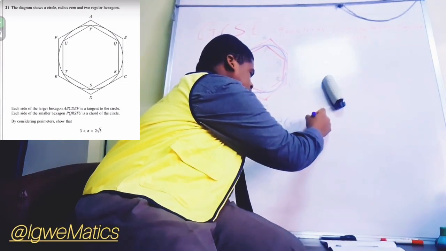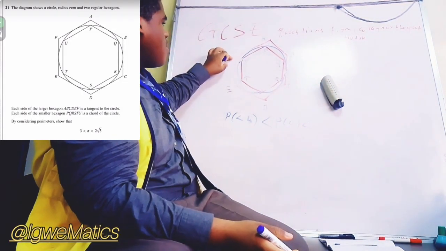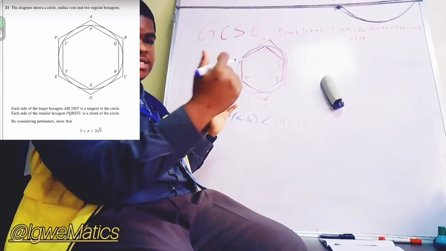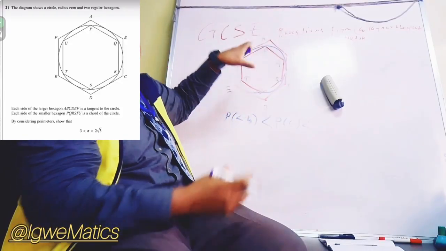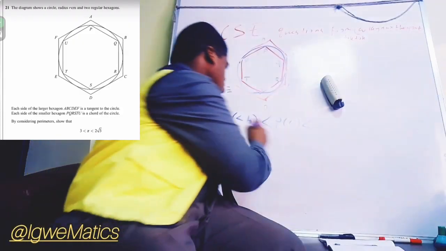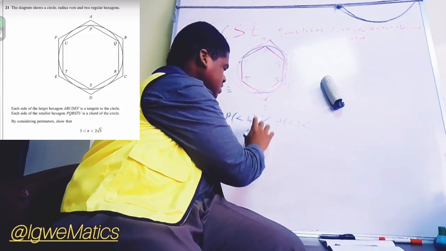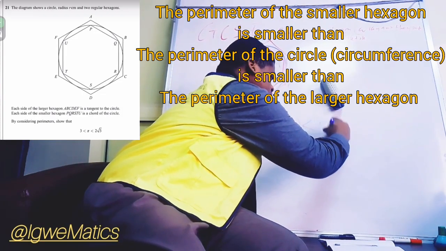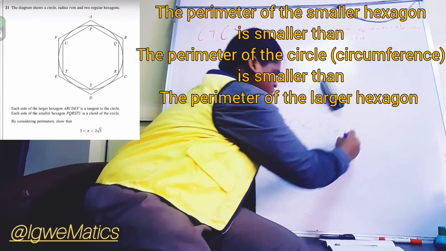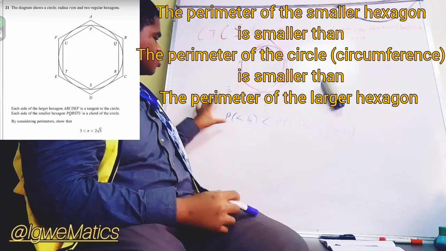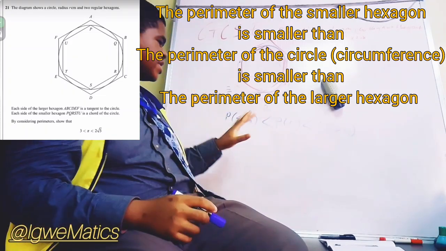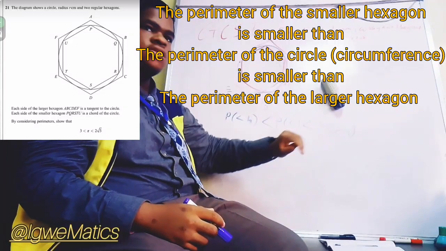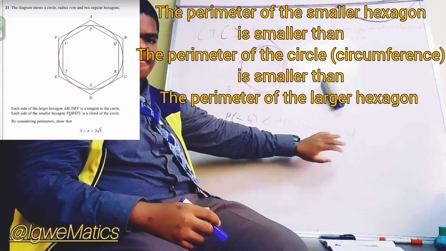And that perimeter of the circle should also be less than the perimeter of the larger hexagon, because that larger hexagon will cover more distance than the circle that is drawn inside it. So the perimeter of the smaller hexagon is less than the perimeter of the circle, and that is also less than the perimeter of the larger hexagon. Good. So with this finding, we need to first of all find the perimeter of the smaller hexagon, then find the perimeter of the circle, then find the perimeter of the larger hexagon.